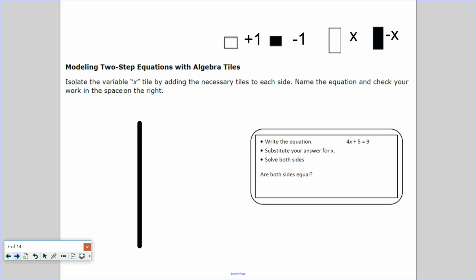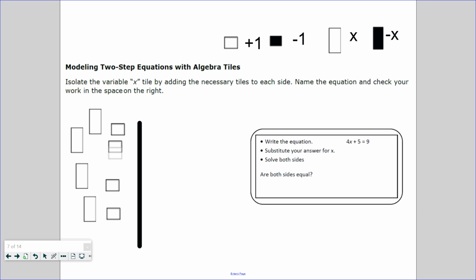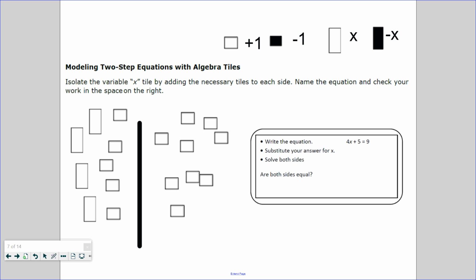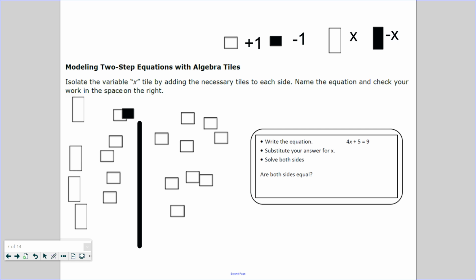Next one. Can you model the equation 4x plus 5 equals 9? So I need to isolate the variable x. What is the inverse of plus 5? -5. Don't forget to balance it on the other side.